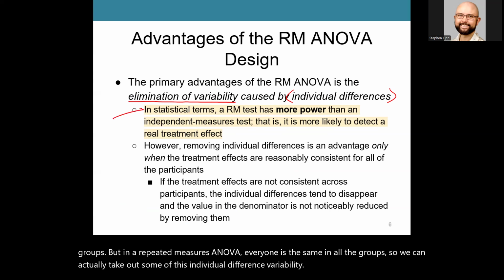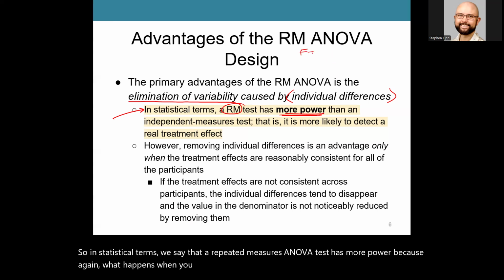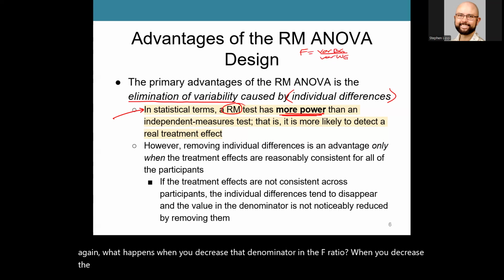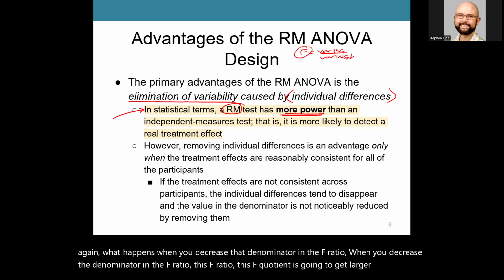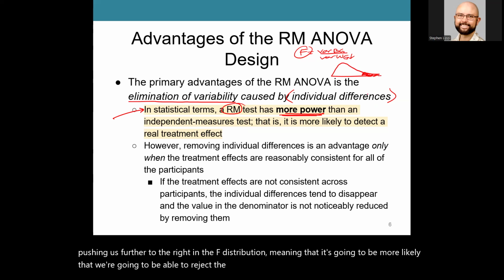So in statistical terms, we say that a repeated measures ANOVA test has more power. Because again, what happens when you decrease the denominator in the F ratio? This F quotient is going to get larger and larger, pushing us further to the right in the F distribution, meaning that it's more likely that we're going to be able to reject the null hypothesis.